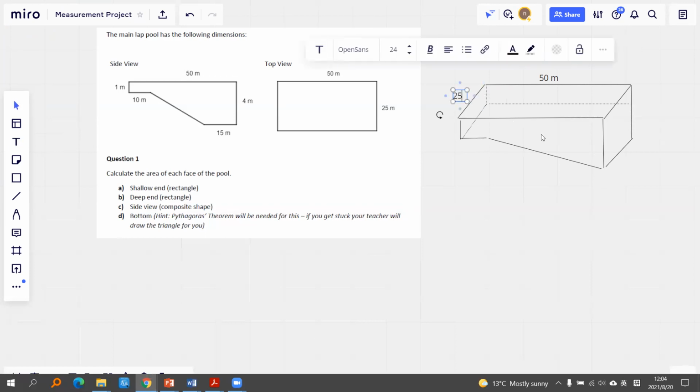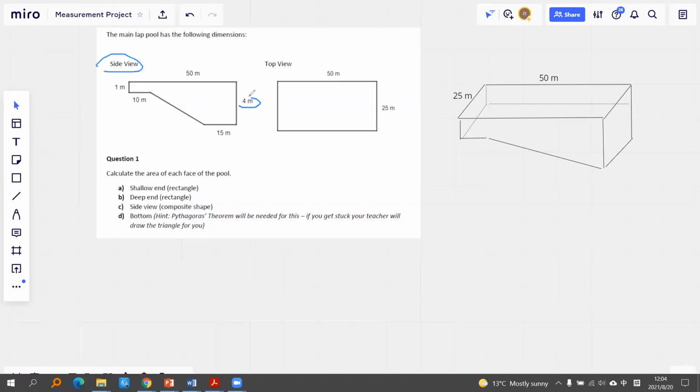So this side will be 25 meter, and we will have the dips. So now we have 2 dips. The dips will look at the side view because it's 3-dimensional.